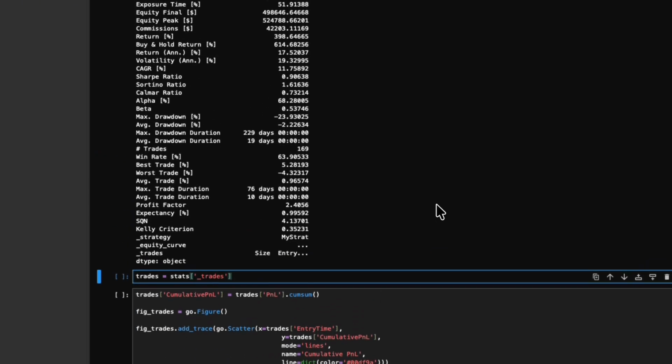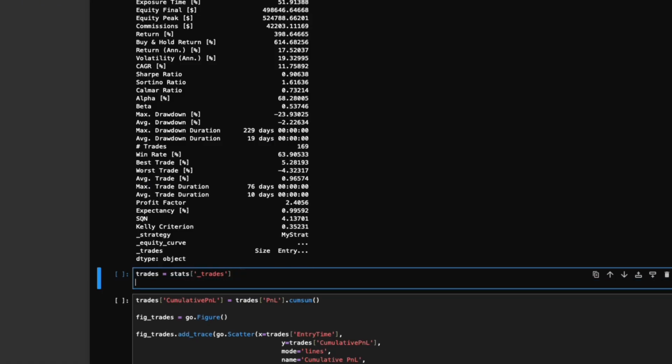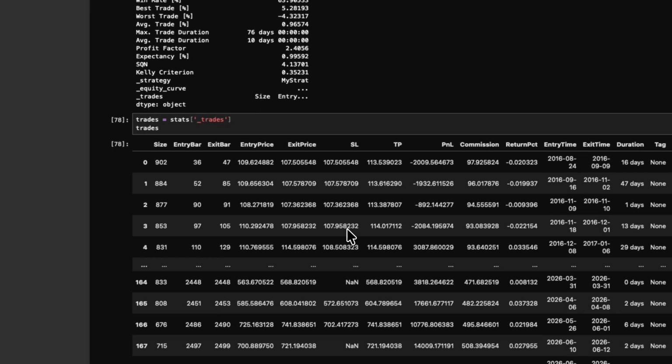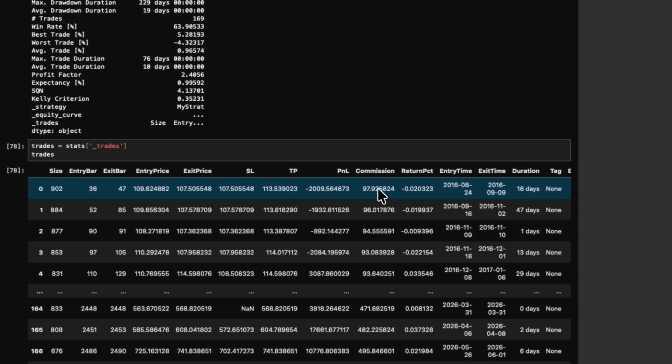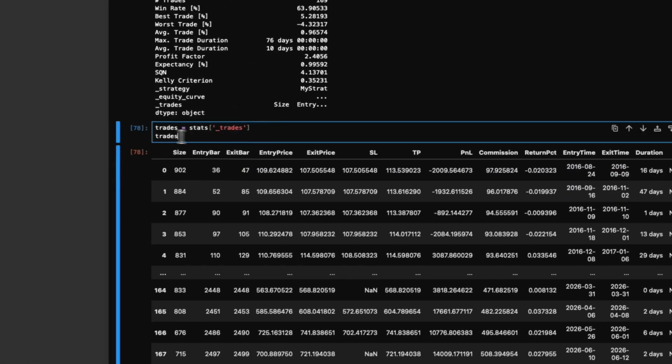So let's run that then. So all I'm doing here is taking our trade stats, and if you want to have a look at what that looks like, I'm storing it in a variable called trades, and effectively all that's going to tell you is what your entry bar and exit bar was, entry price and exit price, what your stop loss and take profit was, what your profit and loss was on the trade, how much commission you paid, and then return percentage, duration, etc. So useful if you want to go and have a look at your individual trades.